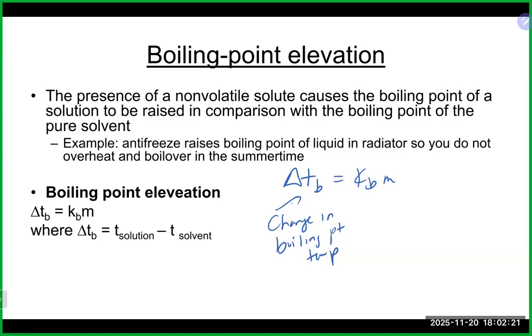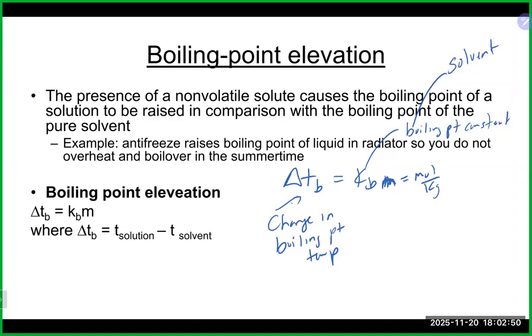So again, the ΔTb is not the boiling point temperature, but the change in it. Kb is our boiling point constant. Also, much like the freezing point constant, that is for the solvent as well. And the little m here is just like the last one. It is our molality, moles per kilogram in this case.